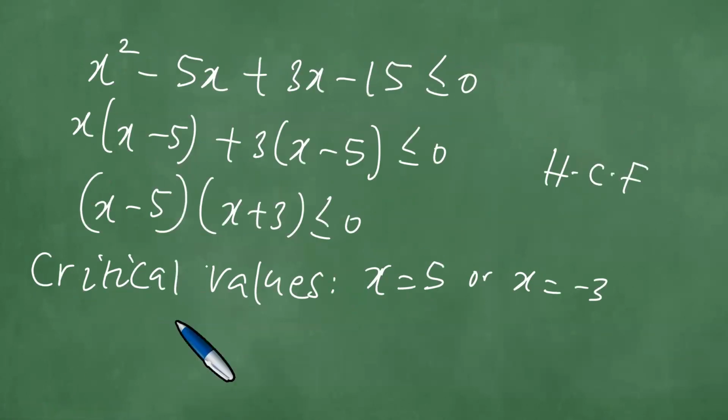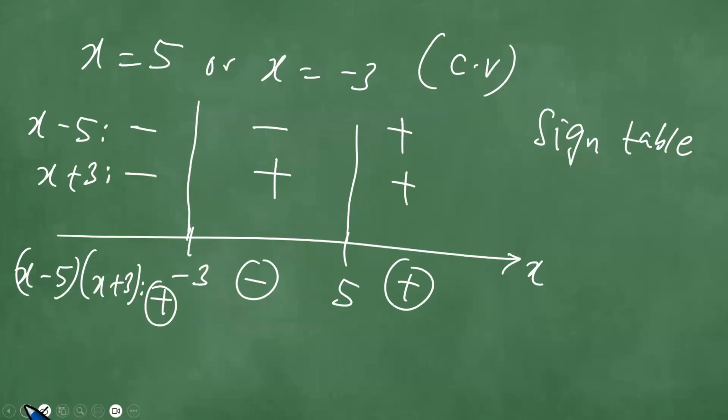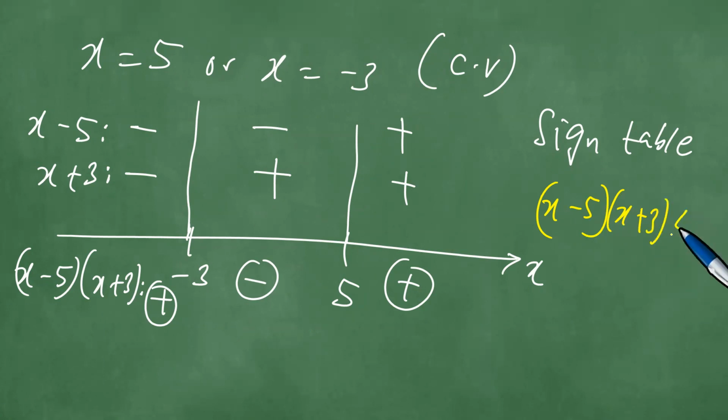You look at the question. It was saying x minus 5 into x plus 3 is less or equal to 0. When it's less or equal to 0, negative, it's here, which means minus 3 is less or equal to x, less or equal to 5. So it's negative between these two things.